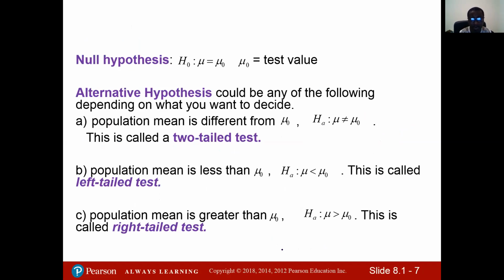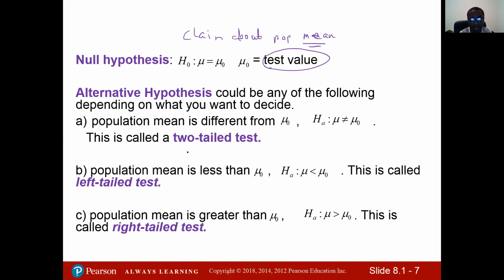So here's an example. I'm making a claim about my population mean. Okay, so my null hypothesis is always, like we said, that the mean is equal to a certain value, and that value we want to call a test value. The alternative has three options.